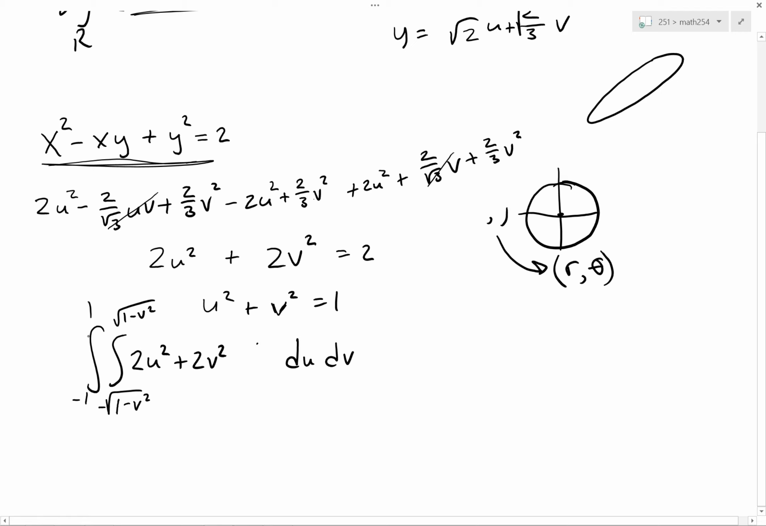Whatever. Okay, we'll worry about that in a second. But what we need to worry about right now is what goes right here. We need our Jacobian. So here we've got x's and y's, u's and v's.